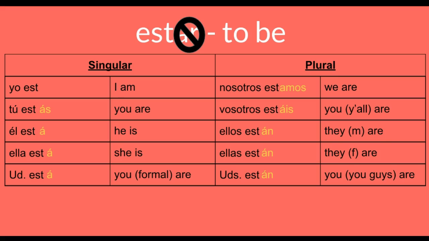The most irregular form of this verb, and the one that's probably the trickiest to remember, is the yo form. Typically on an AR verb, you would just put an O for the ending on the yo form, but this time we put an OY. So to say I am is yo estoy.